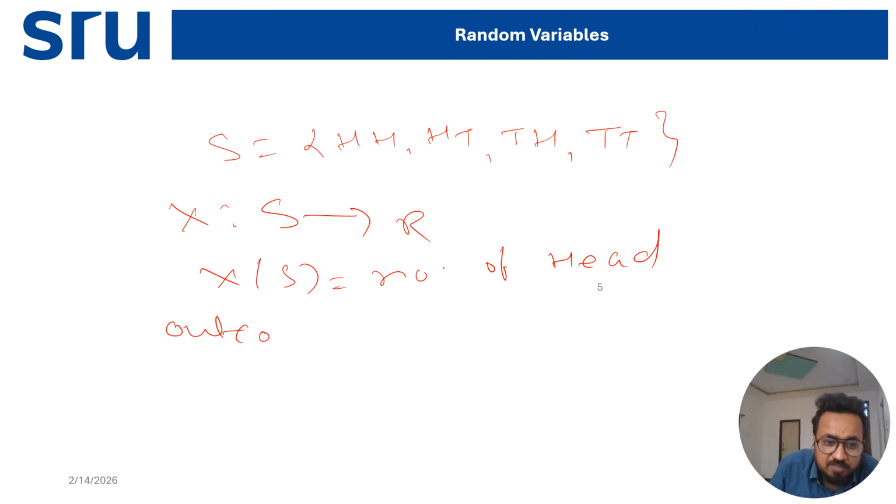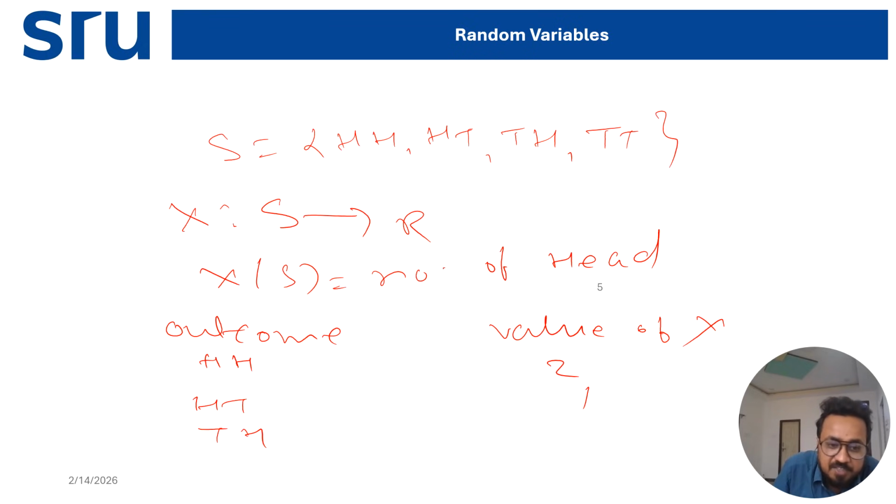Here we will write outcomes. Here we will write the value of X, right? If the outcome is head head, then the value of X, that is the number of heads, will be 2. If it is head tail, this is equal to 1, tail head, this is equal to 1, and tail tail, this is equal to 0. So instead of writing the outcomes as head head, head tail, tail head, tail tail, we can write them as 2, 1, 1, 0. We can see that this is simple and more systematic. That's why we study the random variable.